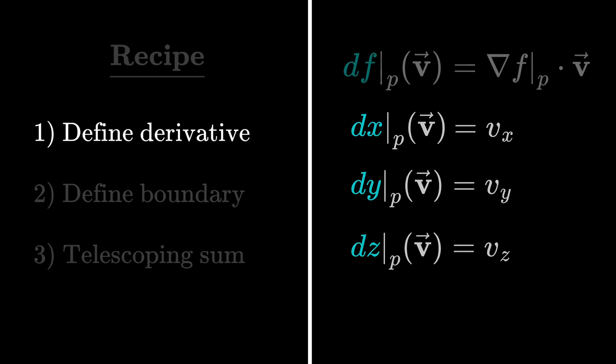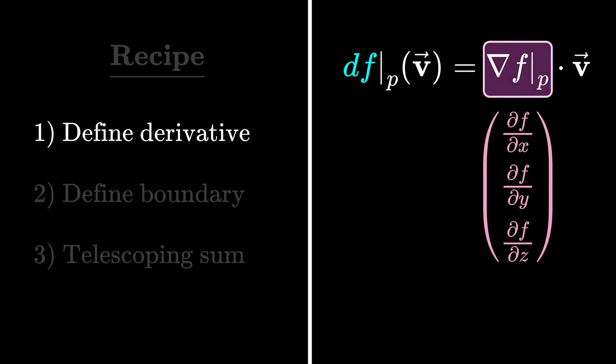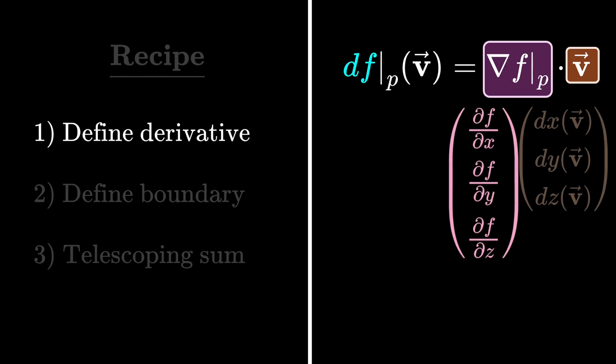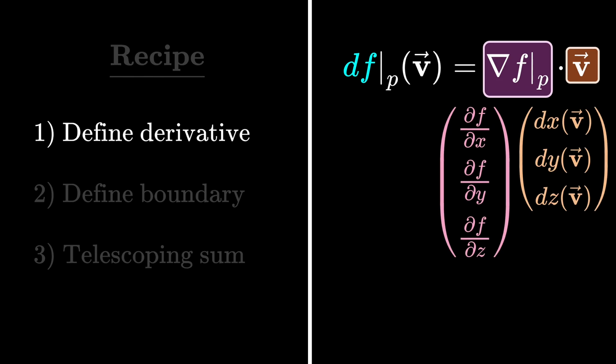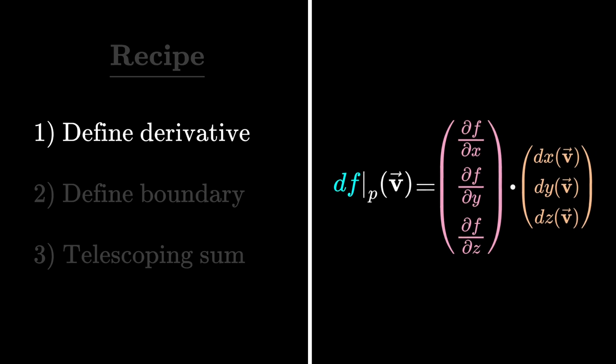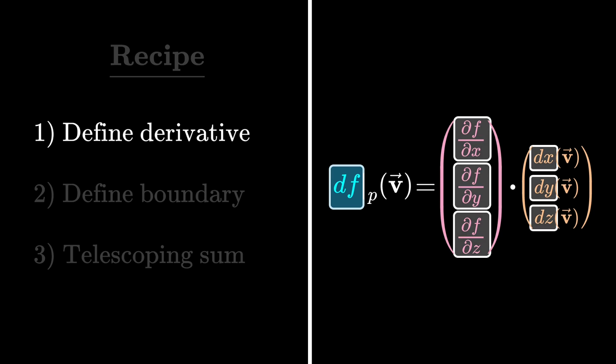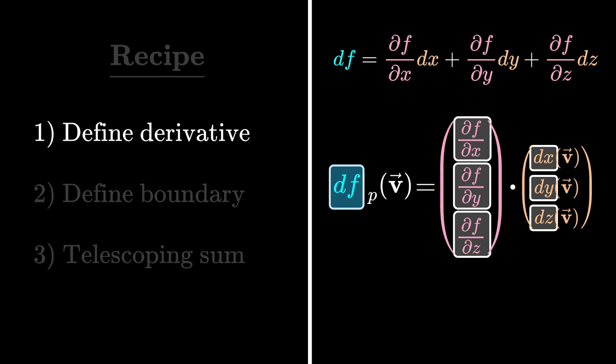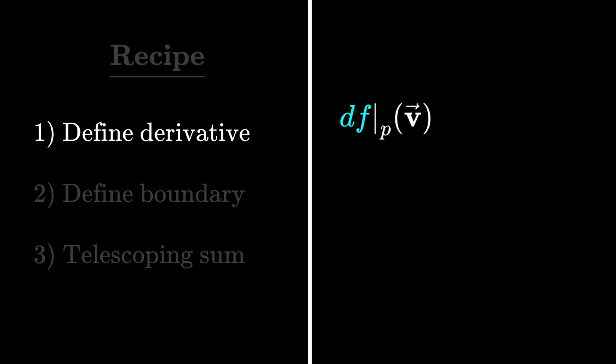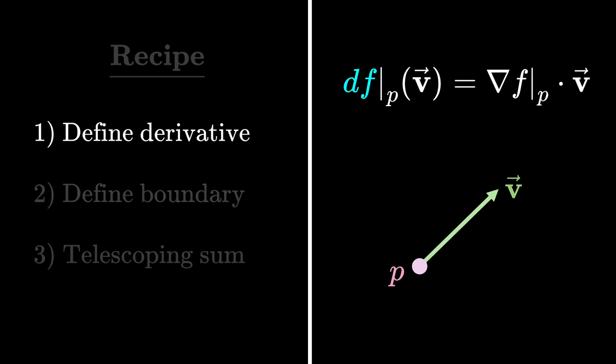For a general function f, the gradient involves its partial derivatives. On the other hand, each component of v can be written as dx, dy, or dz acting on v. So the action of df on v is the same as the partial derivatives times dx, dy, dz acting on v. These so-called differentials now have a rigorous meaning. It's about how they act on vectors. Now we are ready to move on to the second step, defining the boundary.